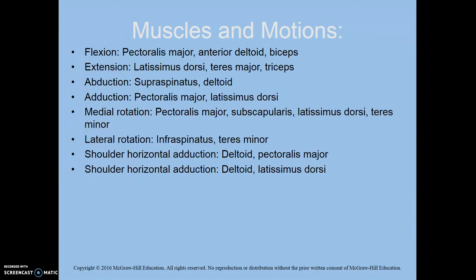So for the motions that our muscles do when we want to flex our arm, that's going to be our pectoralis major and our anterior deltoid with our biceps. Extension going towards the back, latissimus dorsi, teres major, triceps. Abduction going away from the body, supraspinatus and deltoid. Adduction, pectoralis major and your lats. Medial rotation or internal rotation, pectoralis major, subscapularis, latissimus dorsi, teres minor. Lateral rotation going away from the body, infraspinatus, teres minor. Horizontal adduction, deltoid and pectoralis major. Horizontal abduction, deltoid, latissimus dorsi.